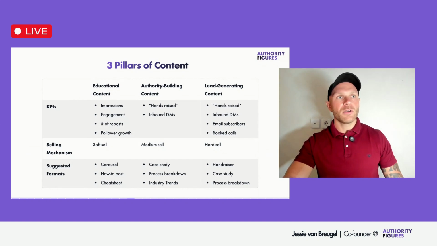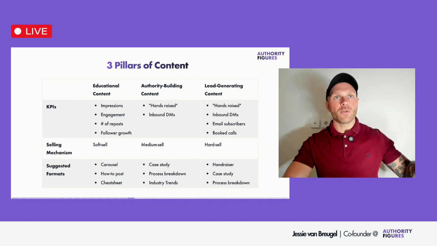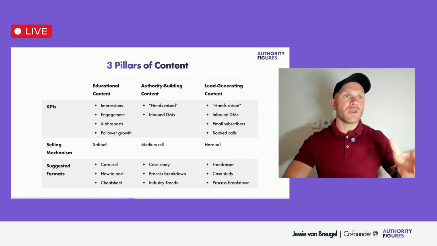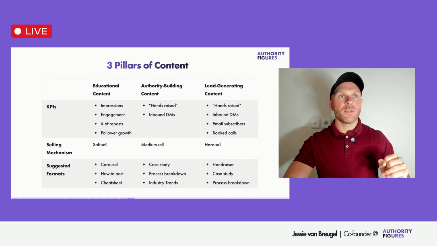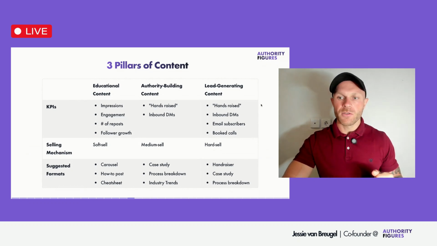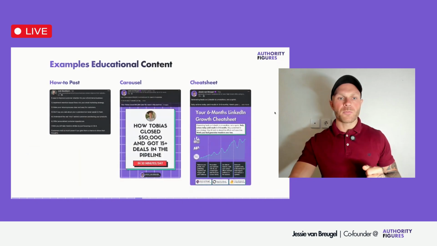Suggested formats here. I like carousels. We use a lot of how-to content and cheat sheets. Authority building content, you can think of case studies, process breakdowns, industry trends. And last but not least, with lead generating content, you can look at hand raisers, case studies, and process breakdowns. So let me go over a few examples here.